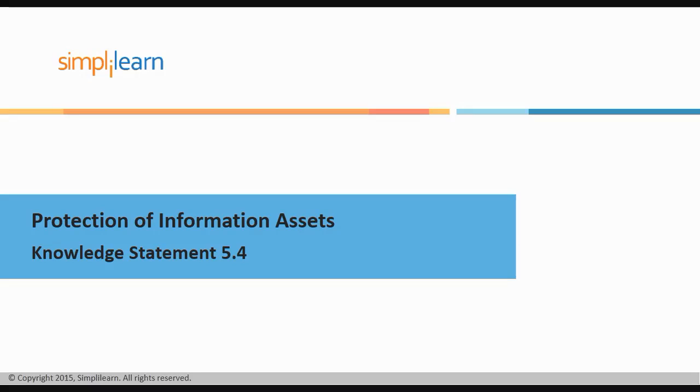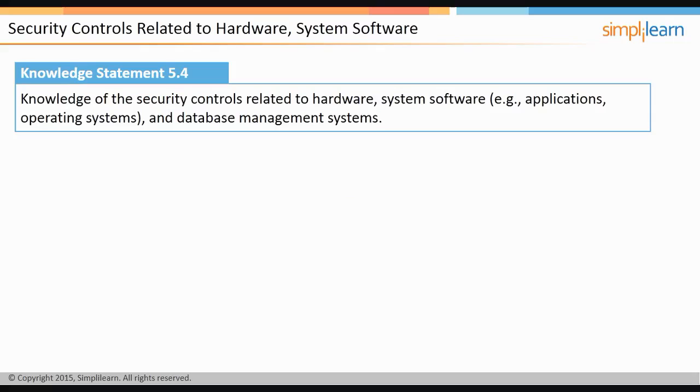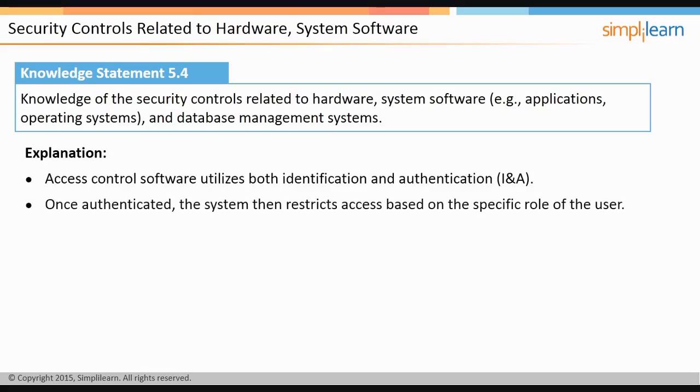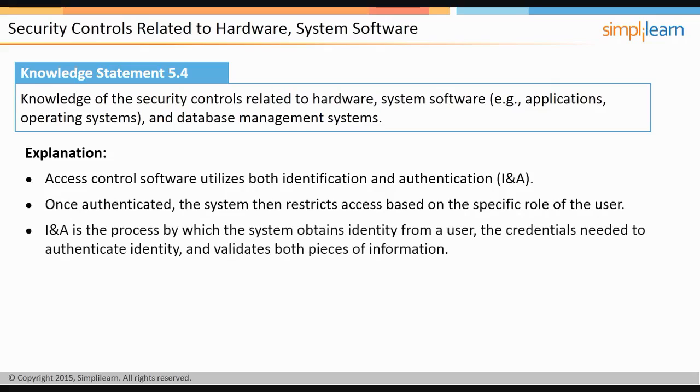Let us discuss security controls related to hardware system software. In this slide, we learn about the security controls related to hardware system software, for example, applications, operating systems, and database management systems. Access control software utilizes both identification and authentication, I and A. Once authenticated, the system then restricts access based on the specific role of the user.